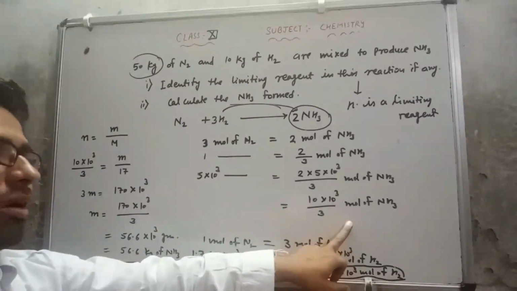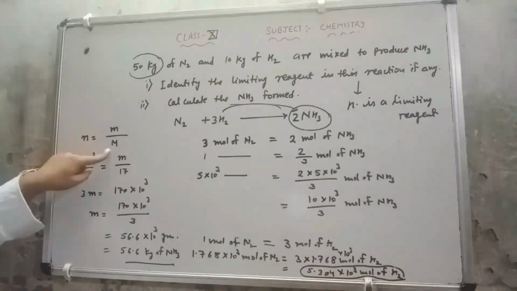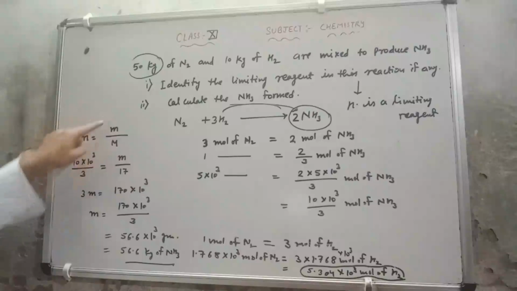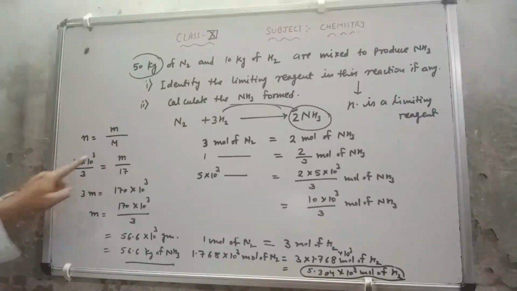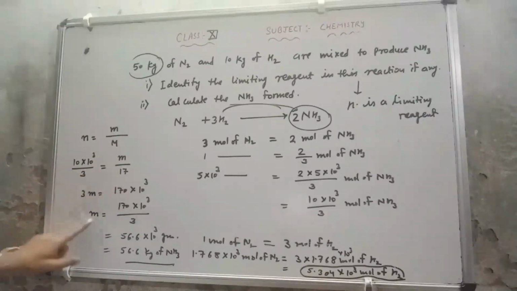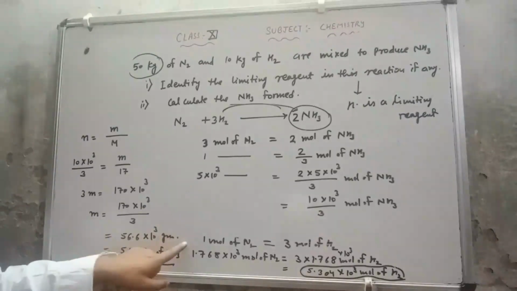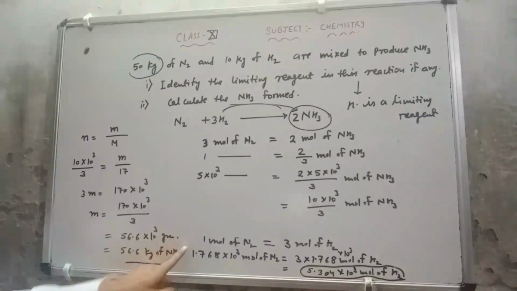Now I want to convert this mole into mass. The number of moles equals mass upon molar mass. This is the formula I am using here: this is the number of moles, this is the mass, this is the molar mass. Solving it, I get 56.6 × 10^3 grams. If I convert it into kilograms, that much kilograms of ammonia is there.